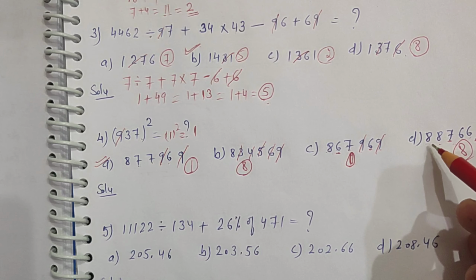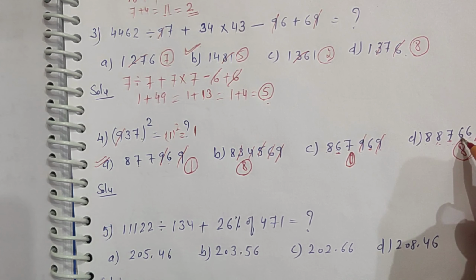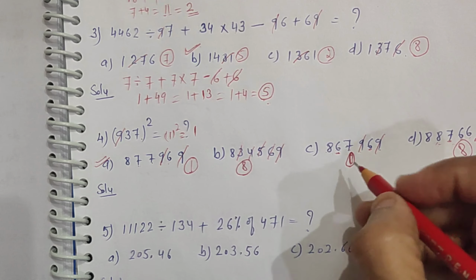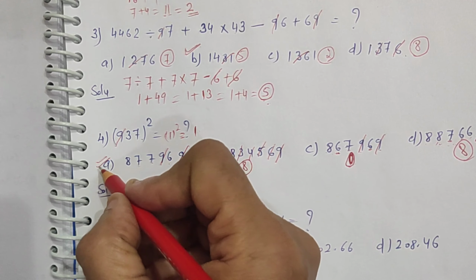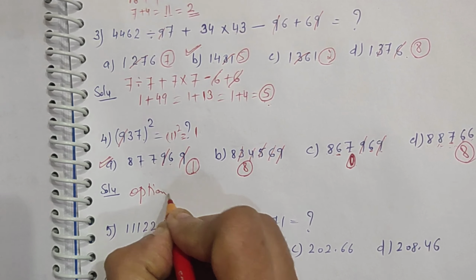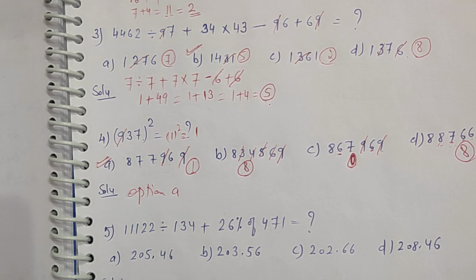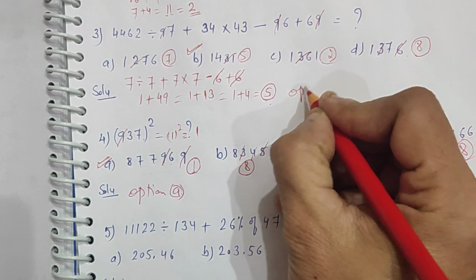Now next is this 8 plus 8, 16. 16 means 6 plus 1, 7. 7 plus 7 is 14. 14 means 1 plus 4, 5. 5 plus 6 is 11. 11 means 1 plus 1, 2, and 2 plus 6 is 8. So this is the only option that is getting the same 1 and 1. So first one is the correct option. So here I can write option A, right? That is the correct option. And here option B.